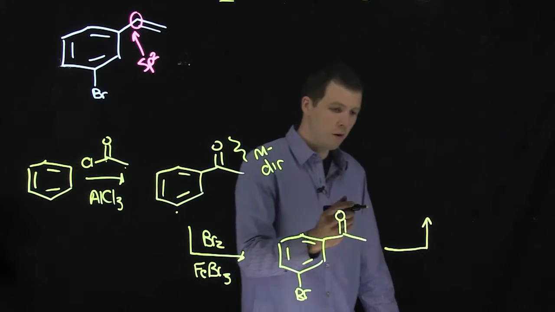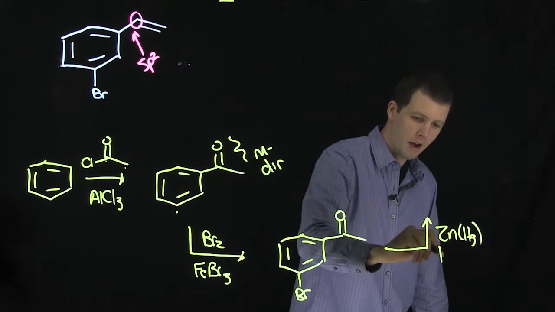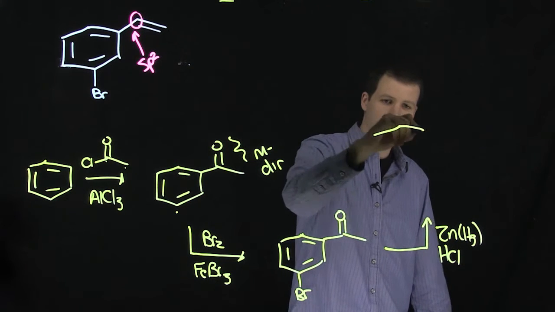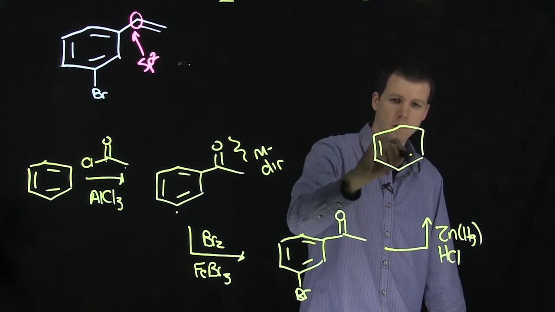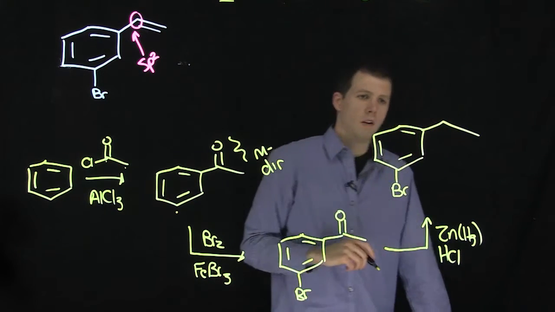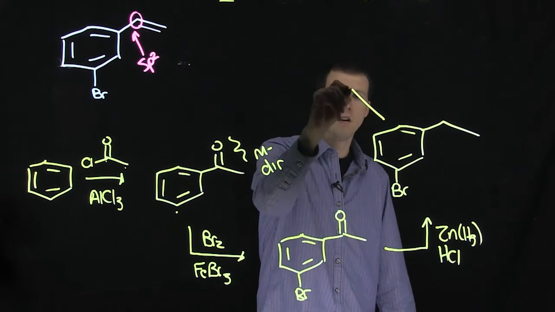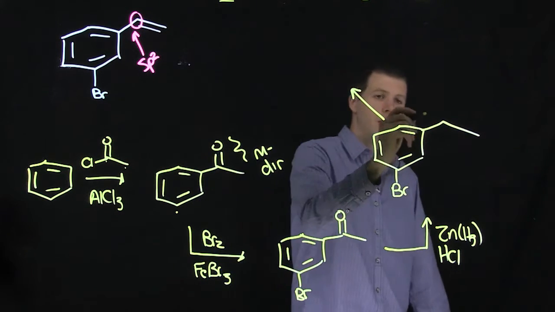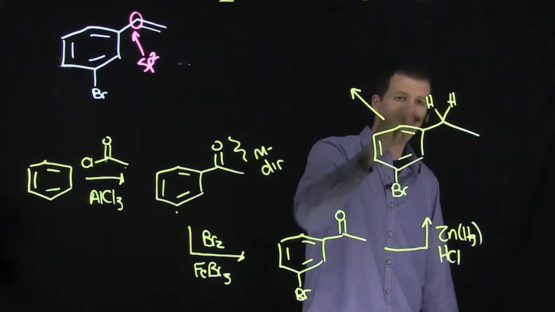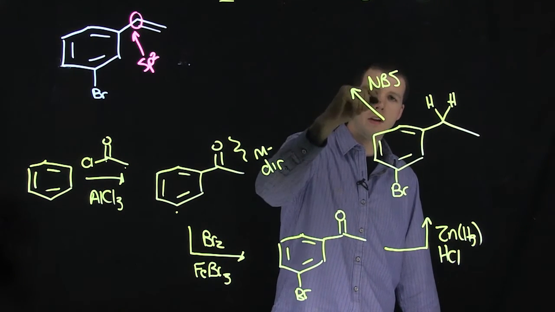For this one, let's use a Clemmensen reduction, which is zinc amalgam and HCl. So now I've reduced that to the ethyl group. From here we can do the benzylic bromination, and that will work as long as we have hydrogen at this position, which we do. So for this, let's use NBS and light.